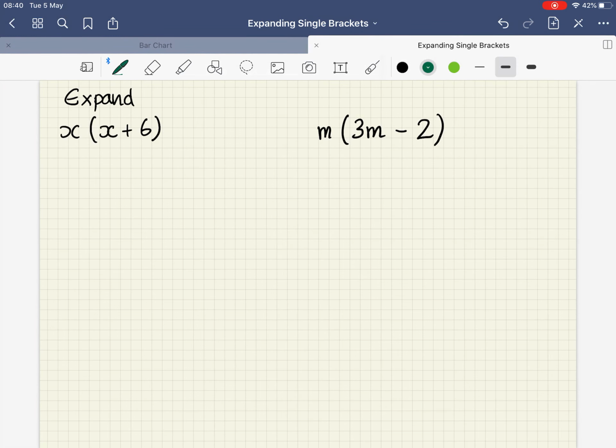Okay, so now this is where we're going to start seeing some squares. So x times x is x squared. X times 6 will be just plus 6x. M times 3m. That 3's got no number to multiply with, so it just stays as 3. And then the m times the m makes m squared. M times minus 2 is going to give us minus 2m.